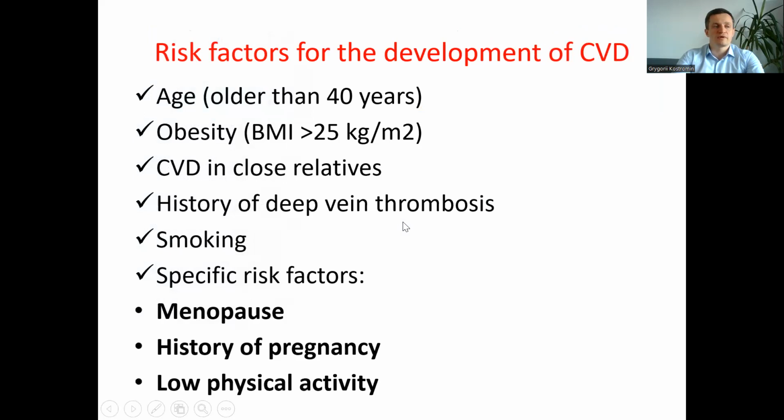There are a lot of risk factors of development of chronic venous disease. There are age older than 40 years old, obesity, chronic venous disease in close relatives, history of deep vein thrombosis, smoking, and some specific risk factors: menopause, history of pregnancy, and low physical activity.